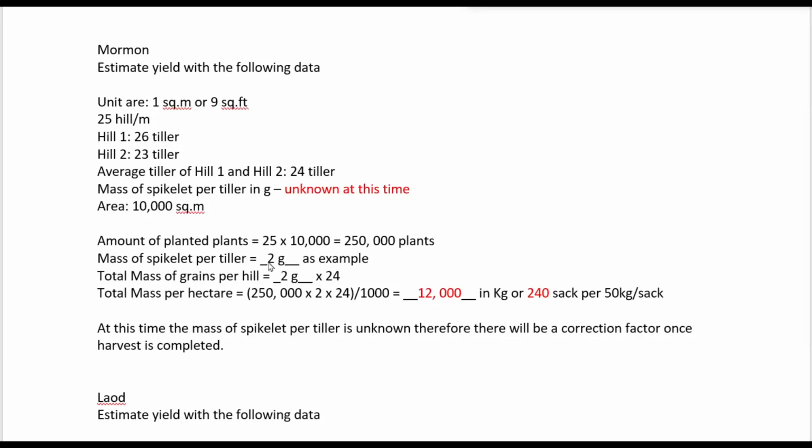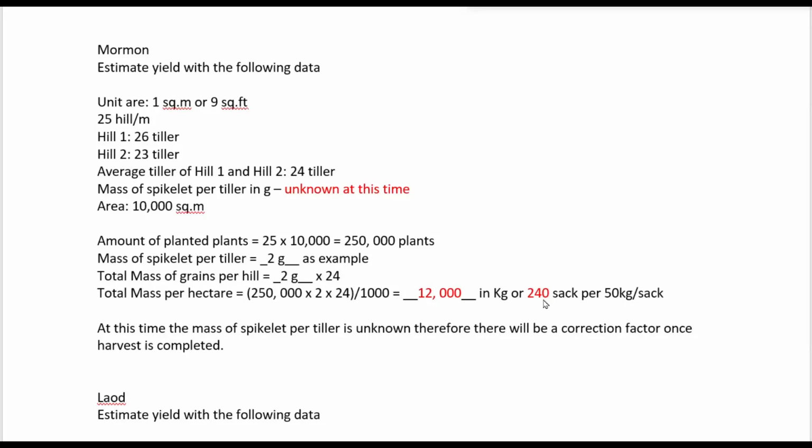And 2 grams as an example. Quite frankly, it might be less. At the moment, we'll just use 2 for a point of reference. And using this number, the average 24, we multiply them out. 250,000 plants times 2 grams times 24 tillers divided by 1,000 to get 12,000 kilograms, or 240 sacks per hectare with 50 kilograms per sack.